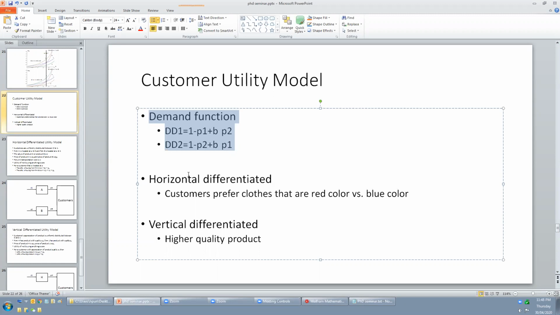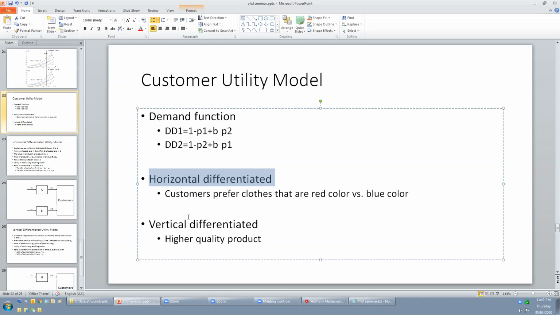So from the customer perspective, what is the utility of buying a product? There are two types of utility model. One is called horizontally differentiated. The other one is vertically differentiated. Horizontal differentiated basically captures that different customers have different preferences, and we cannot say that one preference is always better than the other preference.